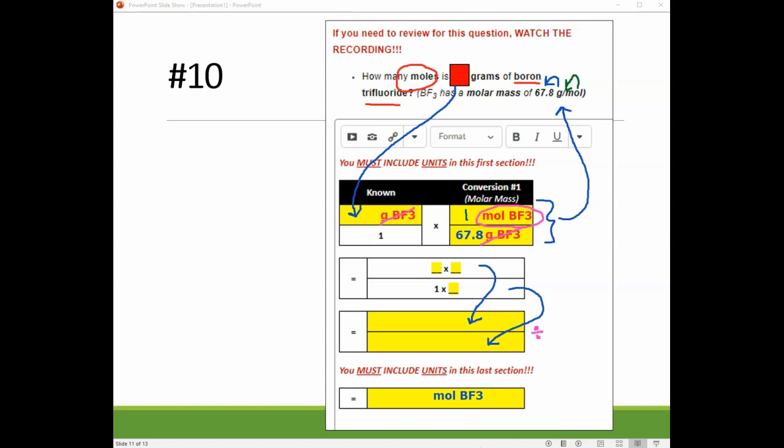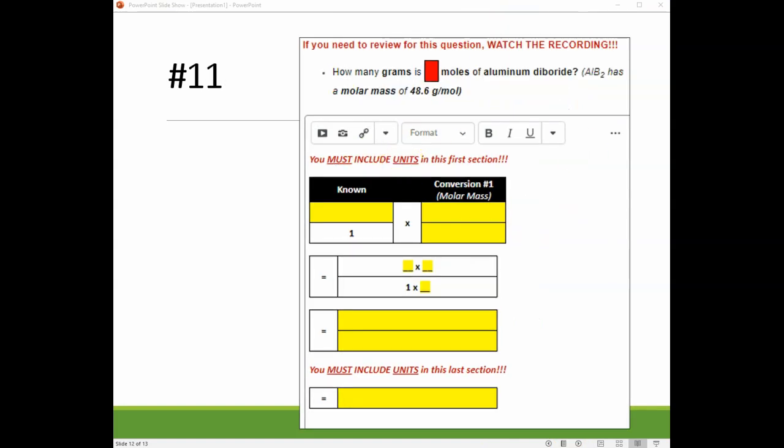Pause the video and continue playing when you're ready. All right, question number 11 is how many grams is blank moles of aluminum diboride? So we're going to start off with what we know here, which is the number of moles of aluminum diboride. In this case, I would fill in my units here, MOL space AlB2, aluminum diboride. This time we want to get rid of moles here. So moles AlB2 should go on the bottom, and on the top is what I'm solving for, which should be grams of AlB2, because we are solving for grams right here.